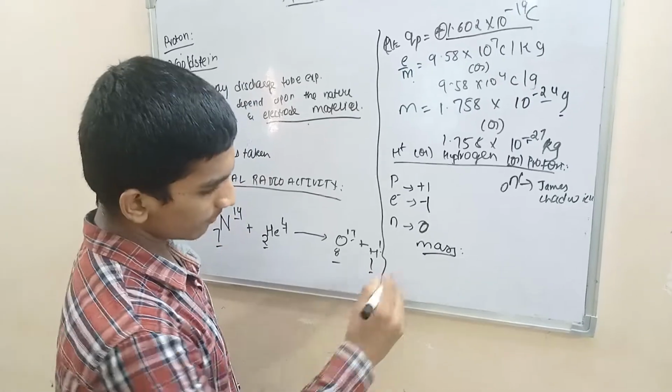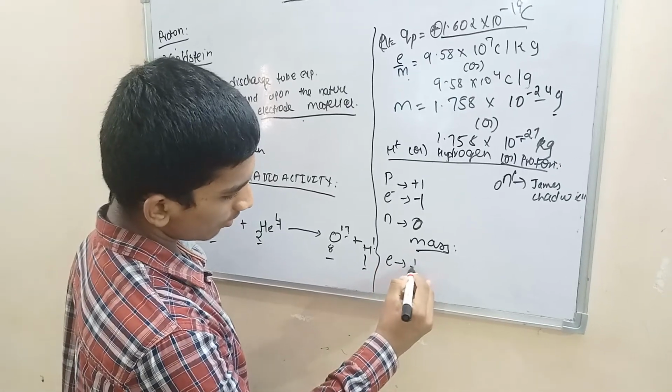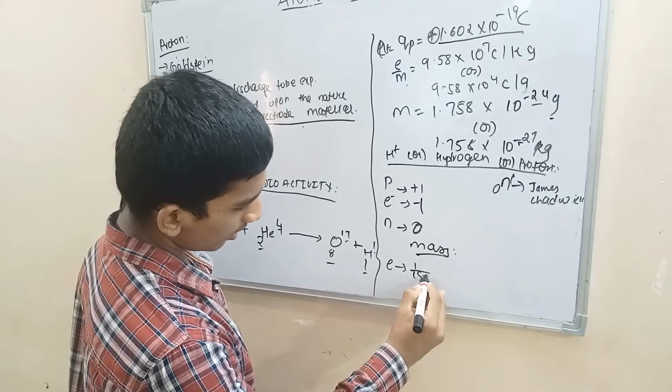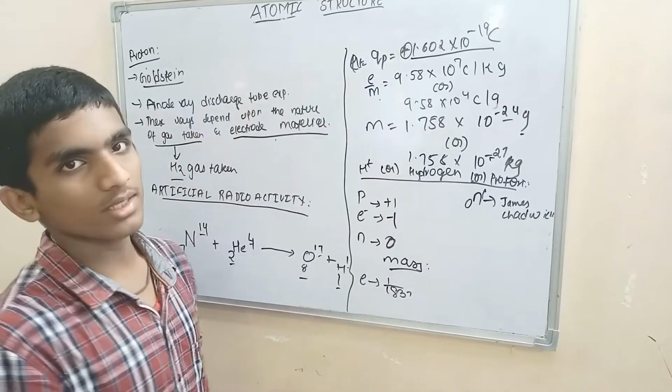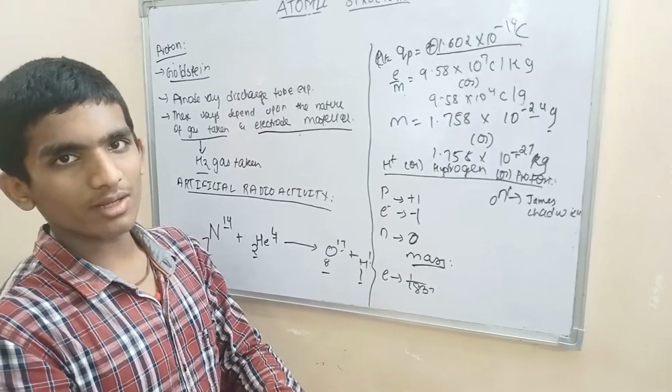Now coming to the mass, same condition. Electron is 1 by 1837 of the hydrogen mass. Very small value, right?